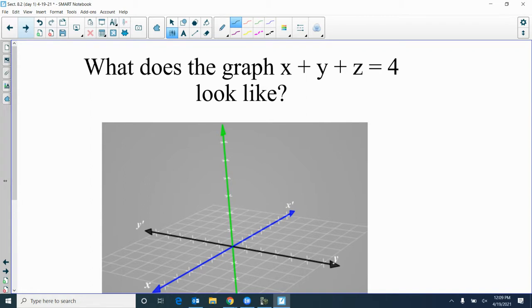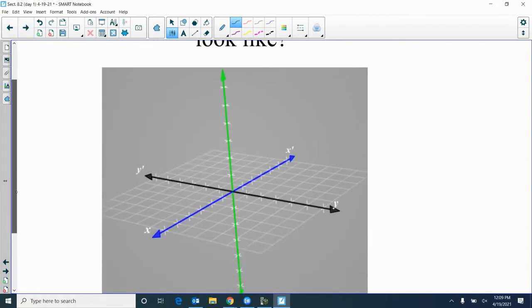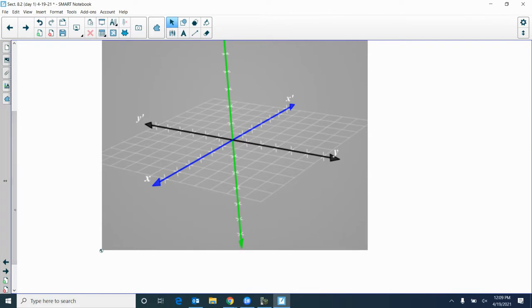We throw a z in here. This is a three-dimensional graph. You got your x-axis, you got your y-axis. Z is the vertical axis. So let's take a look at what that graph would look like.